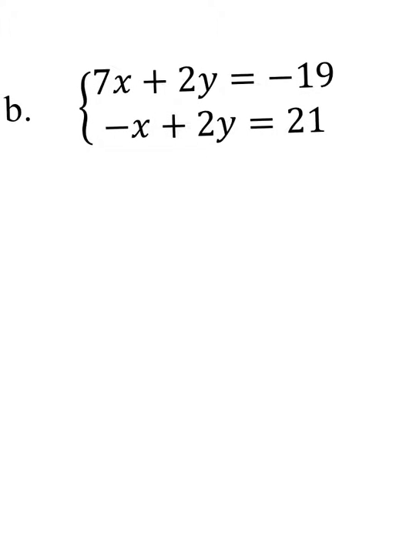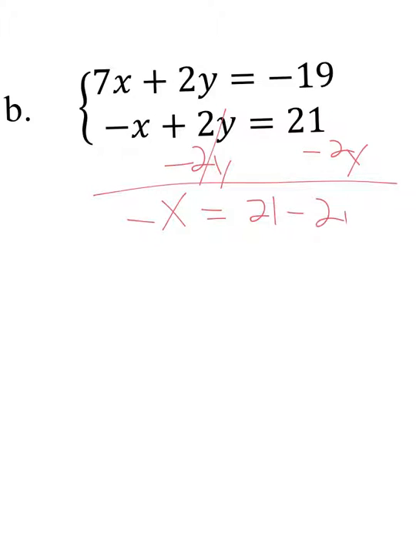On this one, no equation is equal to y. The bottom equation looks a little bit simpler than the top one. So I'm going to move the 2y over. It doesn't matter if you solve for the x or the y, just do whatever looks easiest. So this is 21 minus 2y equals negative x. So positive x is going to equal negative 21 plus 2y. I just flipped the signs there.